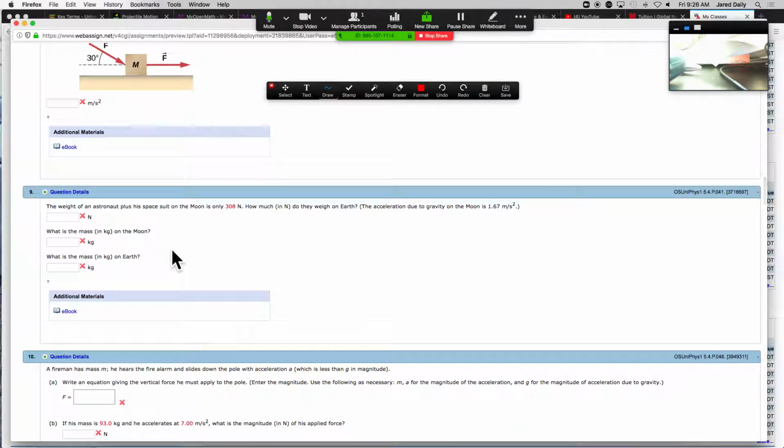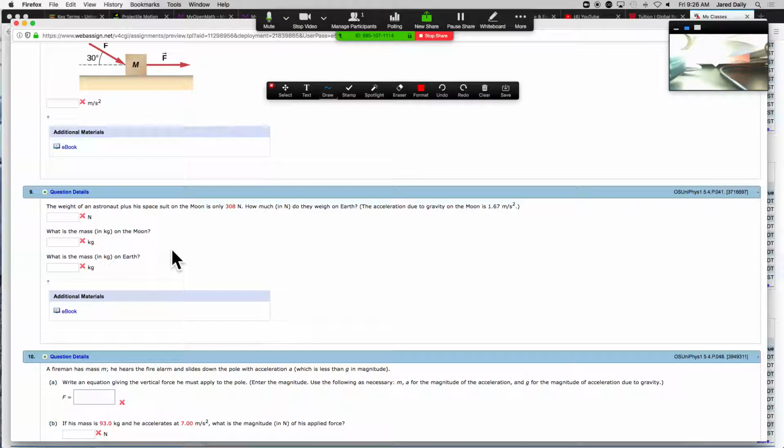Number 9, you have the weight of an astronaut. Remember that weight is a force. So you can apply Newton's law to it, where you know the acceleration is some particular acceleration due to the planet. In this case, you're on the moon. Their weight is only 308 newtons, right?